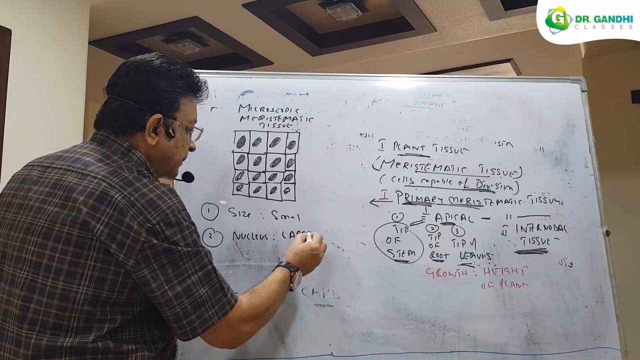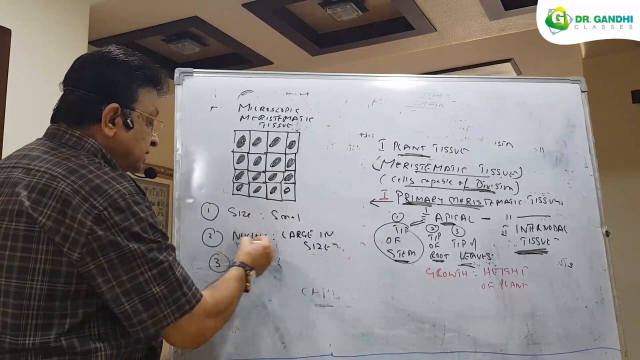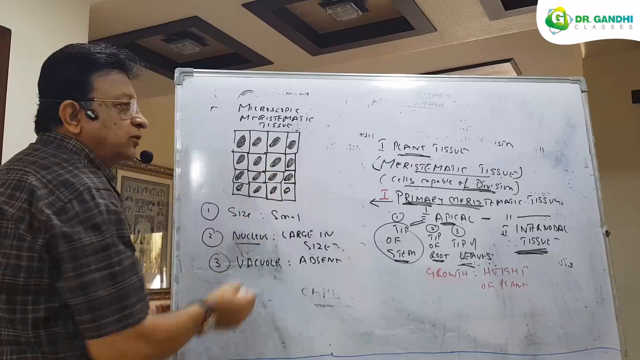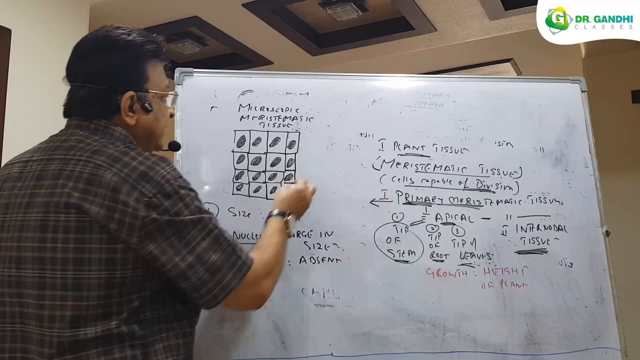Third, I told you that in a plant cell there is a large vacuole, but if the nucleus has to increase in size, obviously the vacuole is absent. We cannot afford to have a vacuole because the nucleus has become large.